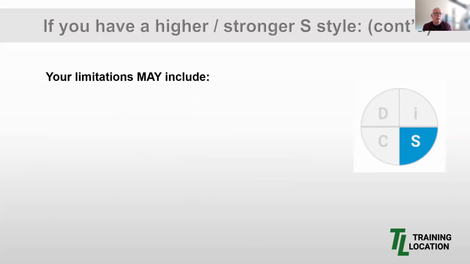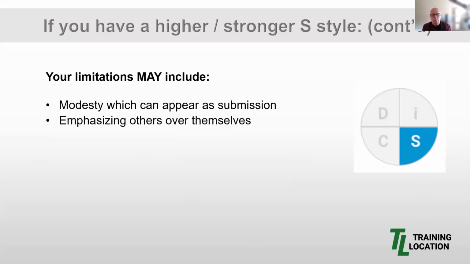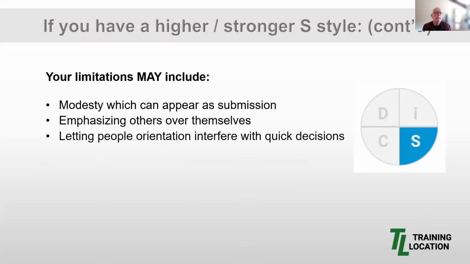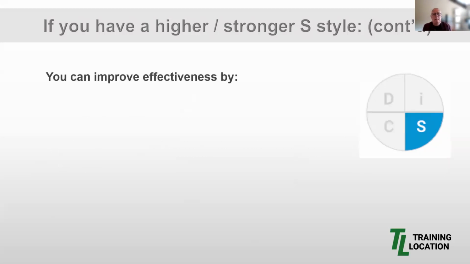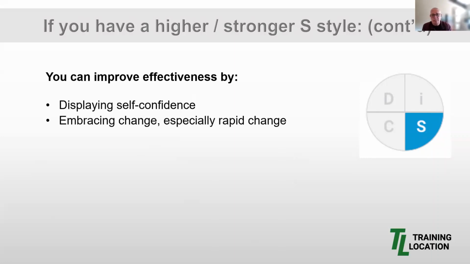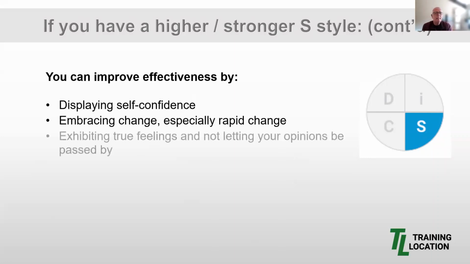Now, as a high S, your limitations may include modesty, which can appear as submission if overused. They may include emphasizing others over themselves, letting your people orientation interfere with quick decisions, and becoming indecisive under pressure or sudden change. As a high S, you can improve your effectiveness by displaying self-confidence, embracing change, especially rapid change, and exhibiting true feelings and not letting your opinions be passed by.